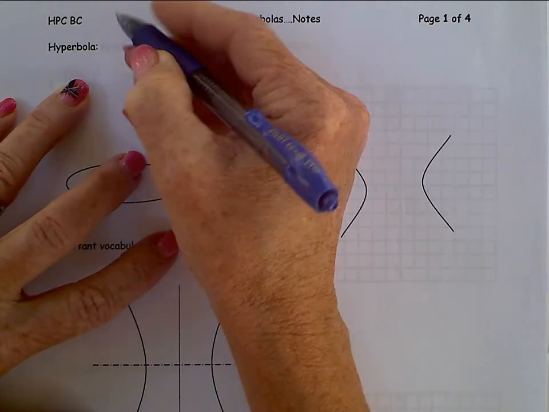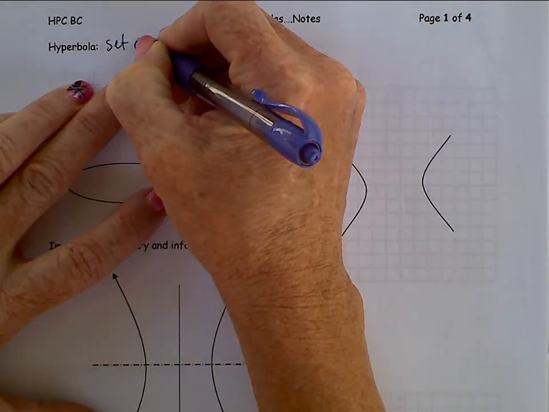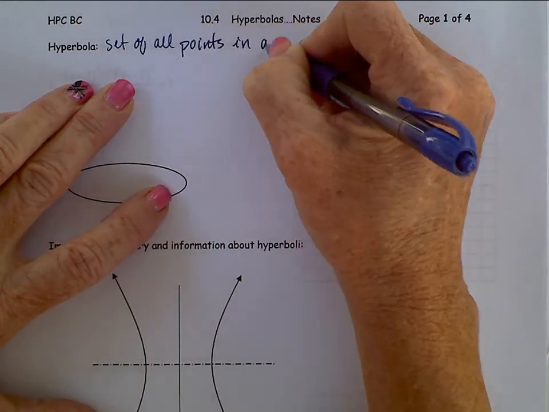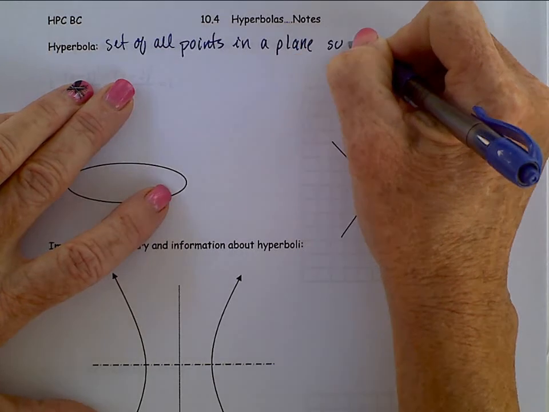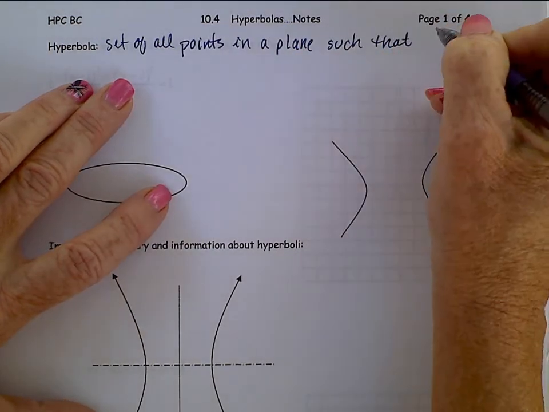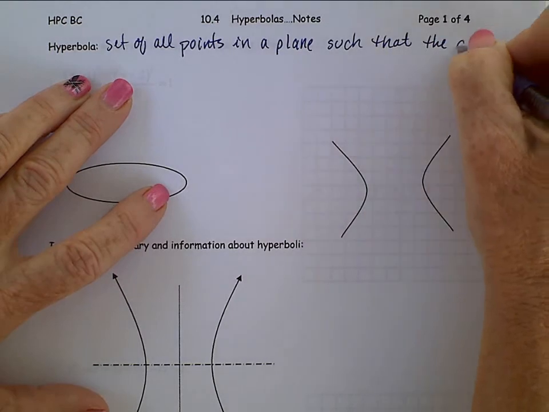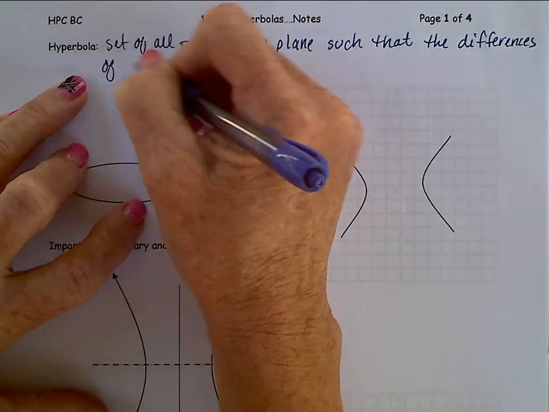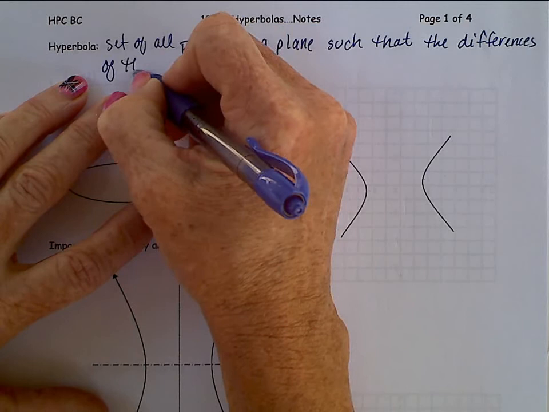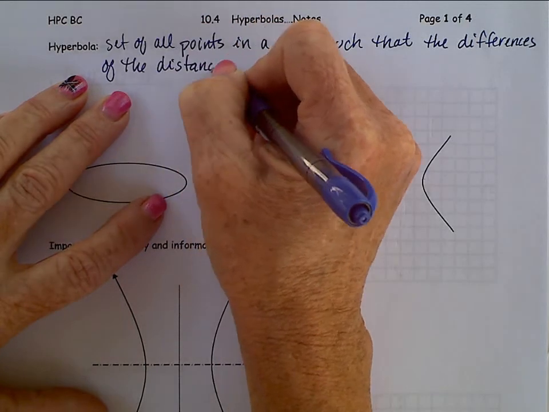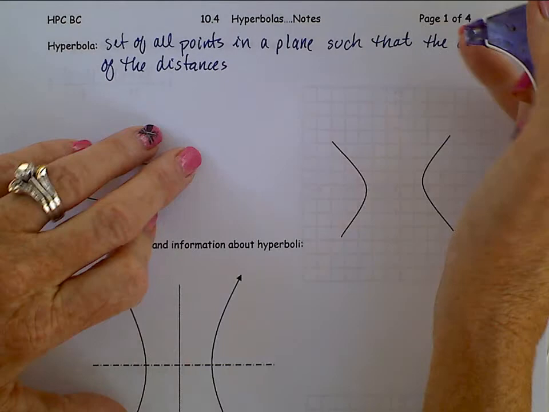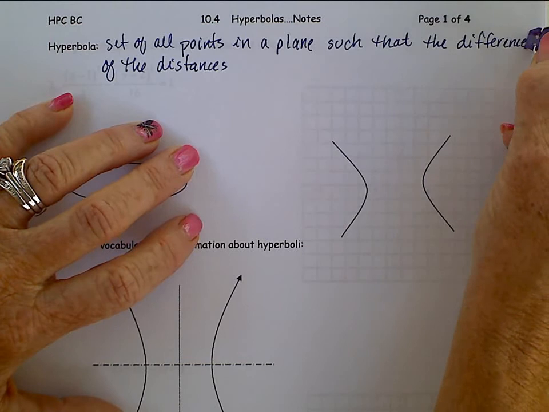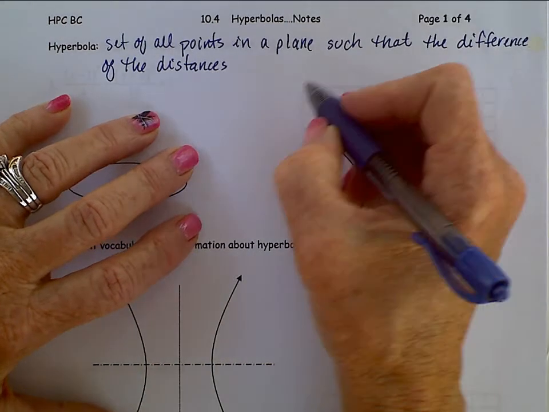So a hyperbola is the set of all points in a plane such that the difference of the distances should have been difference of the distances. I had my plurals mixed up there, sorry. Difference of the distances from two fixed points is constant.